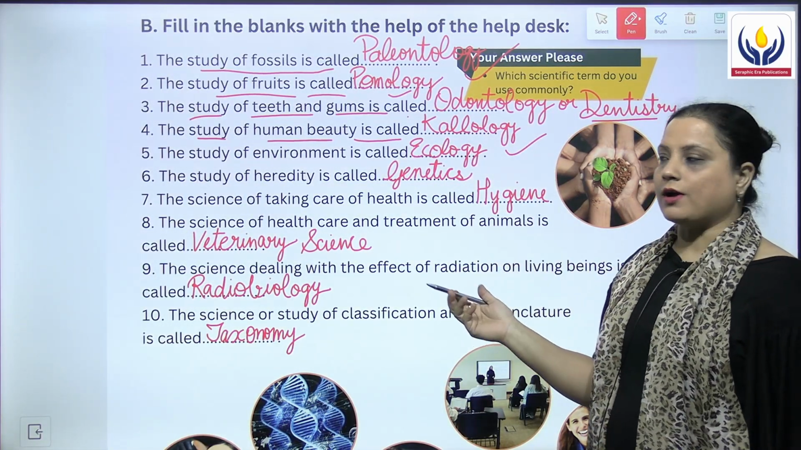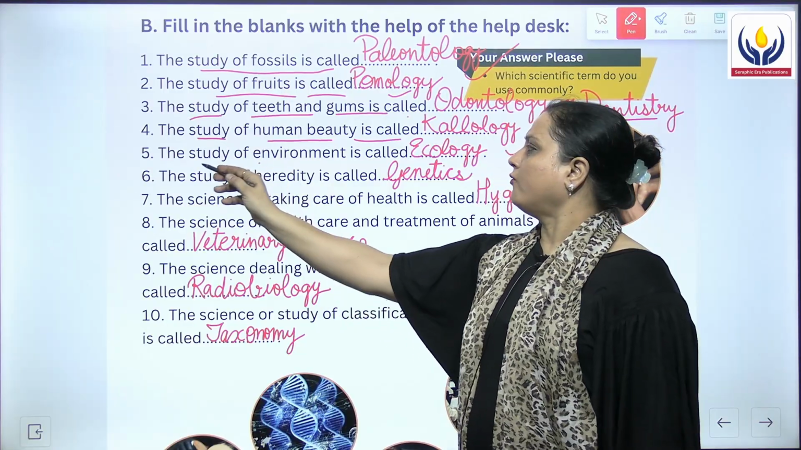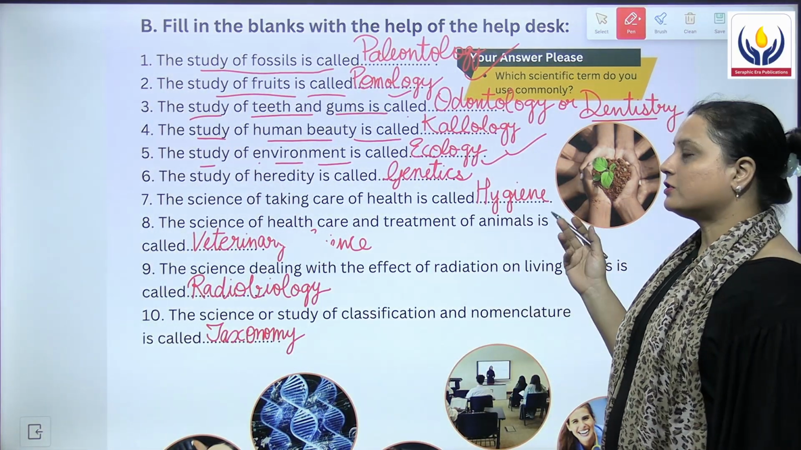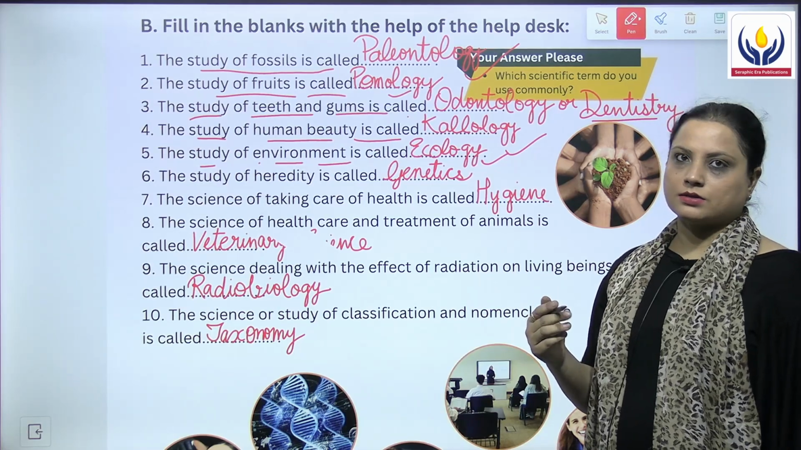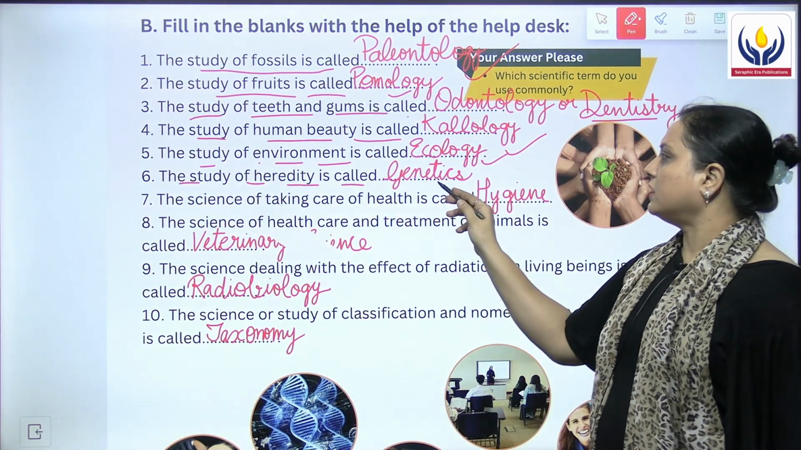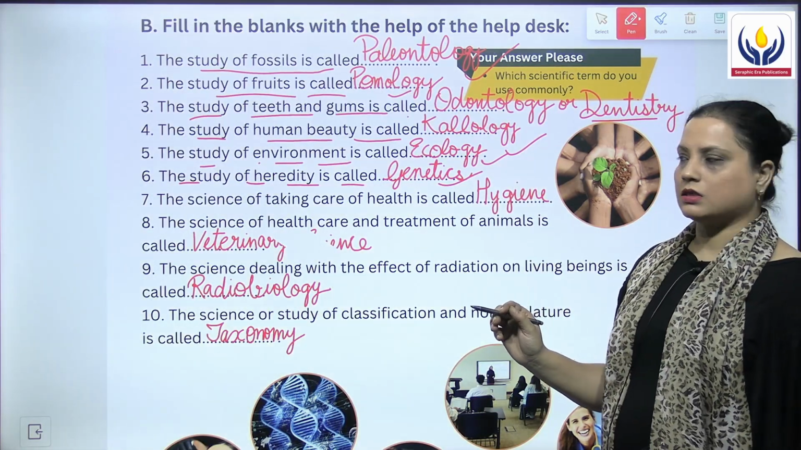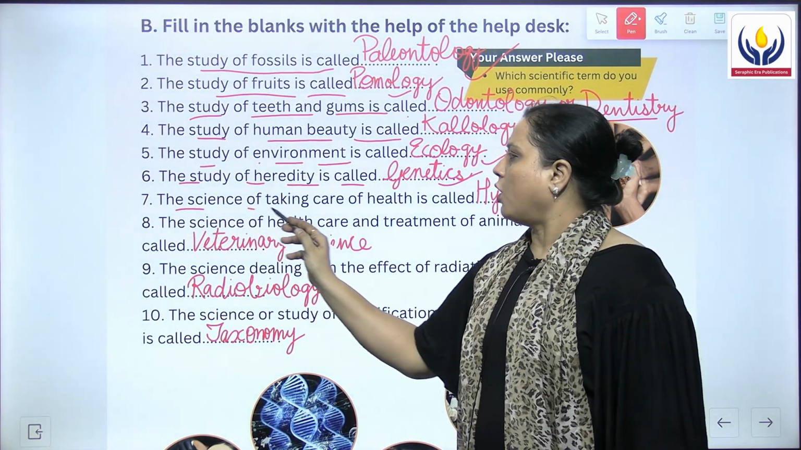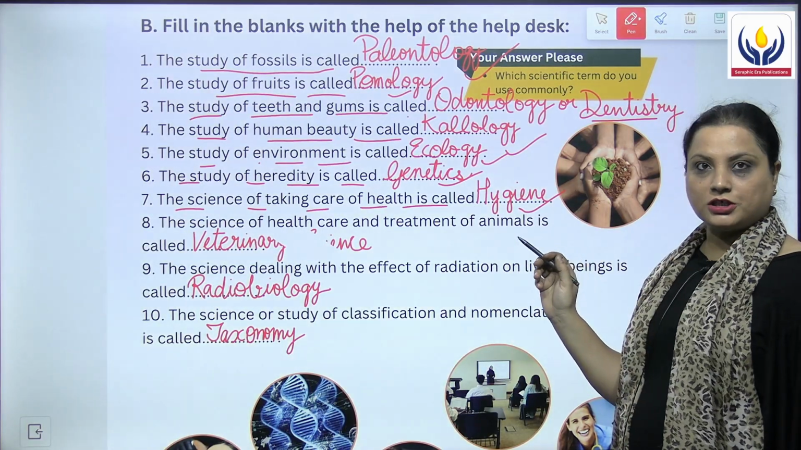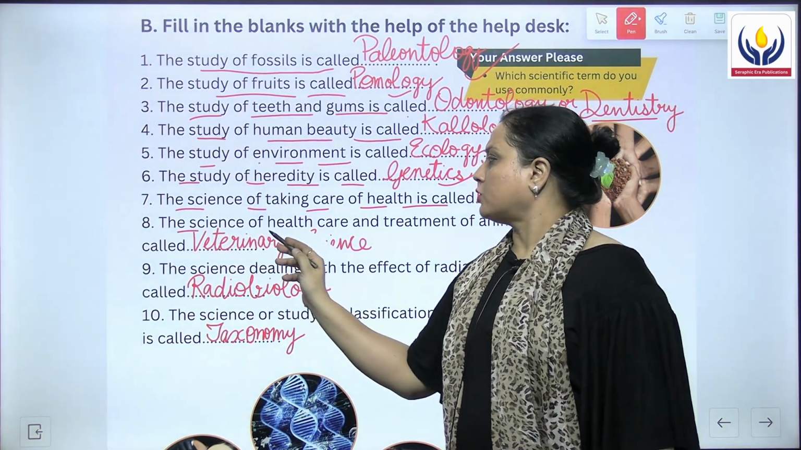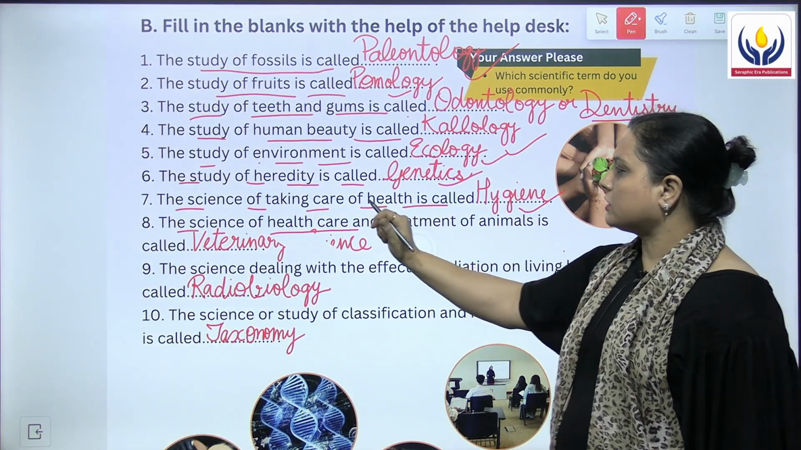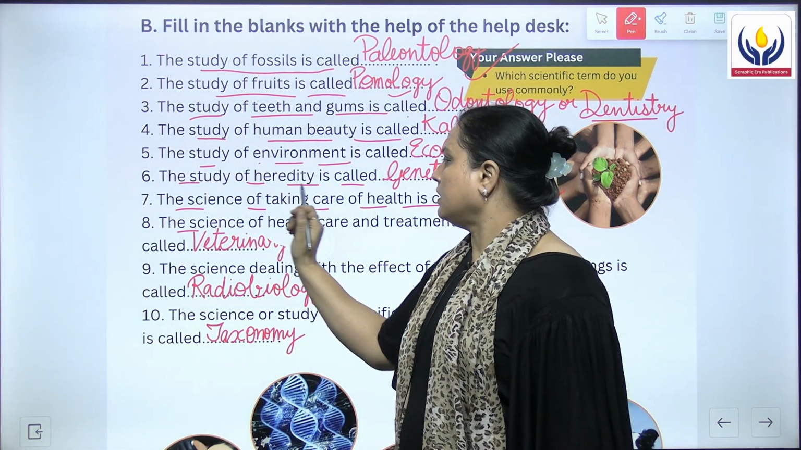Then the next fifth one is the study of environment is called ecology. It is also known as environmental science. Next, the study of heredity is called genetics. The science of taking care of health is called hygiene. The science of healthcare and treatment of animals is called veterinary science.